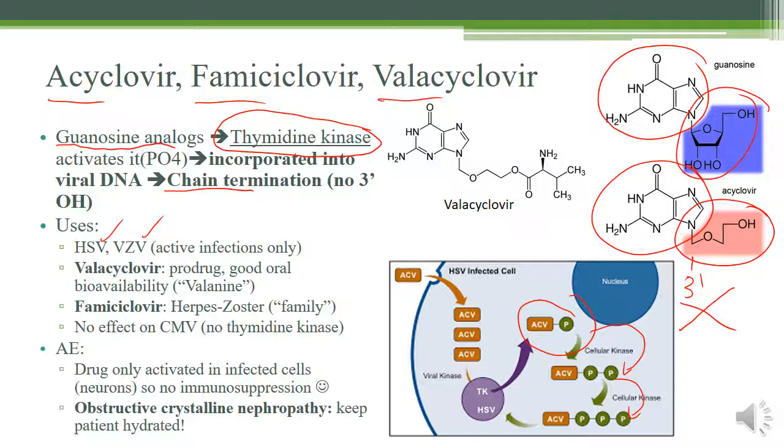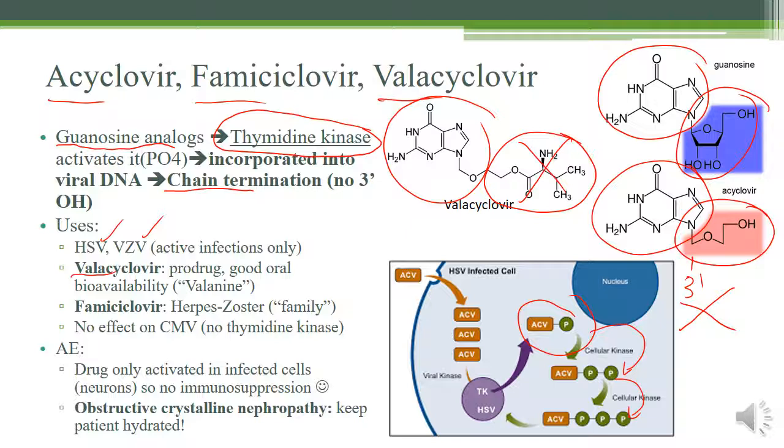You can also have different variations of acyclovir. Valacyclovir, for example, is a combination of acyclovir, you've got acyclovir right here, and valine, which is just an amino acid. And what this does is it gives it good bioavailability. That means that you can take it orally pretty well. And once it gets into our body, it metabolizes it and gets rid of the valine, and then you've just got acyclovir floating around.